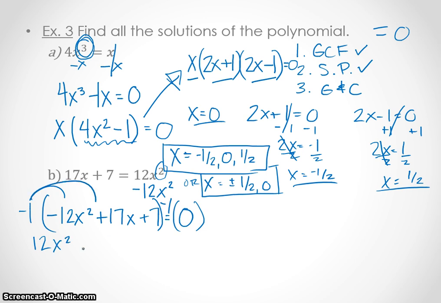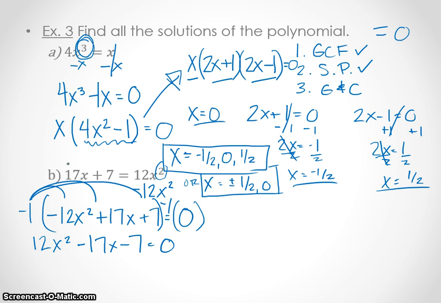Negative 1 times 17 is a negative 17x. Negative 1 times 7 is a negative 7. And then negative 1 times 0 is 0, of course. So I've basically just switched all my signs. If they were positive, they are now negative. And if they were negative, now they are positive.